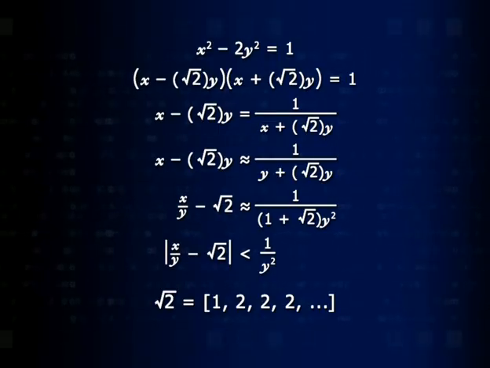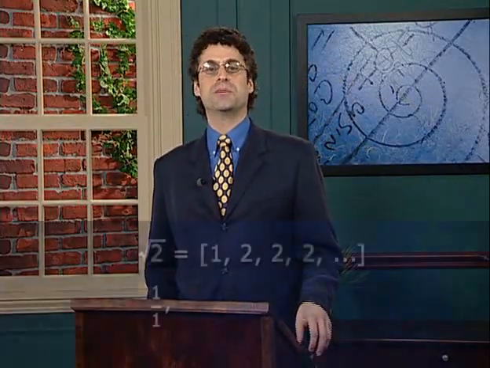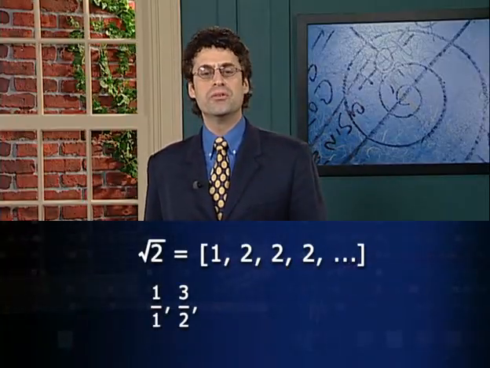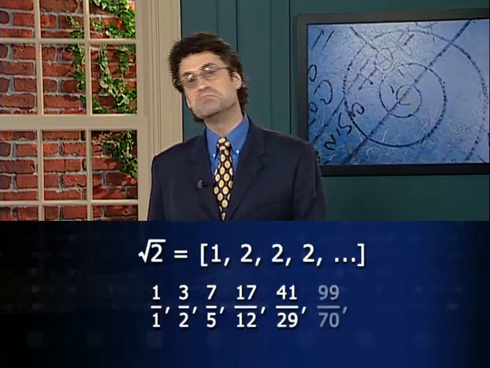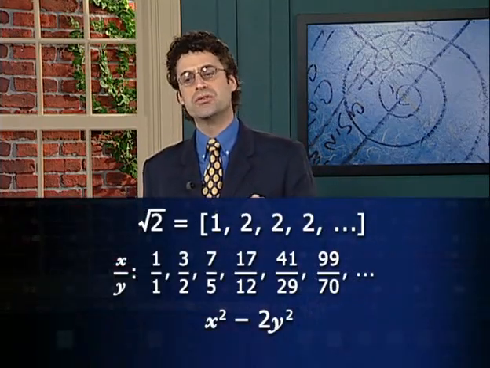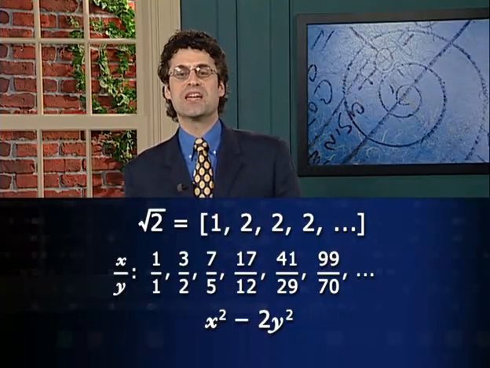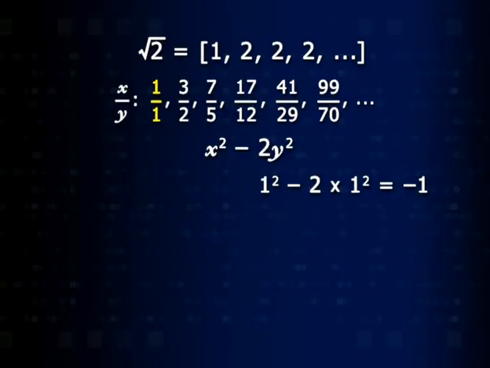And computing the best rational approximations by just truncating the continued fraction, we'd actually see the list of best rational approximates, which work out to be 1 over 1, 3 over 2, 7 over 5, 17 over 12, 41 over 29, 99 over 70, and so on. If we consider these fractions as x over y, and then compute x squared minus 2y squared, we see something totally astounding. 1 squared minus 2 times 1 squared equals negative 1.